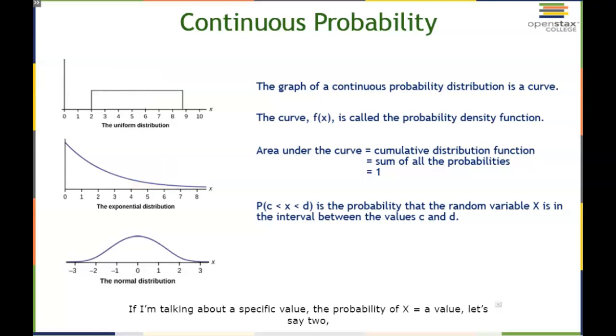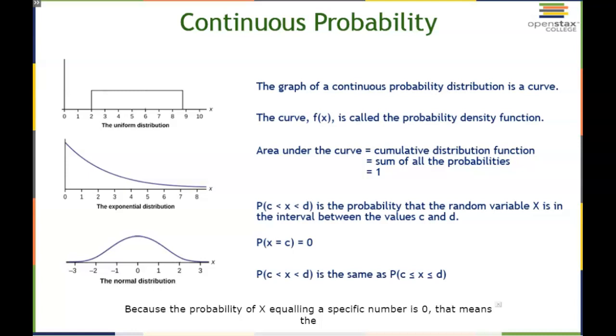If I'm talking about a specific value, the probability of X equals a value, let's say 2, that probability is going to equal 0. And I'll explain that in just a second, why that is. Because the probability of X equaling a specific number is 0, that means the probability of C is less than X is less than D is exactly the same as the probability of C is less than or equal to X is less than or equal to D. Having that equal doesn't change a thing because that equal part is going to add up to 0.